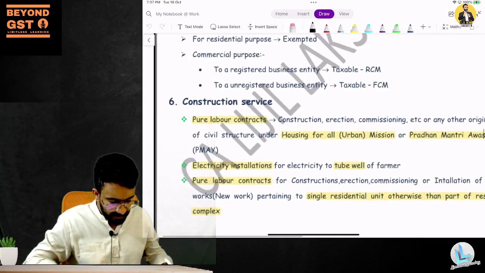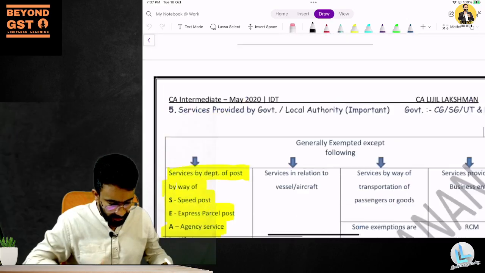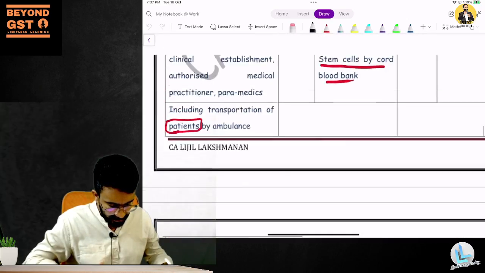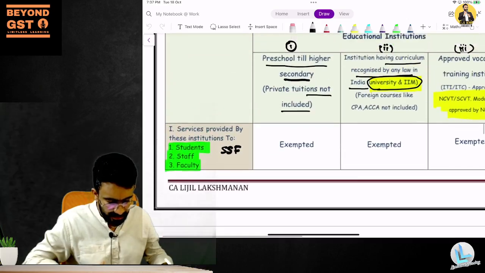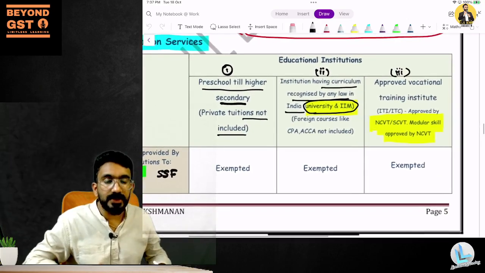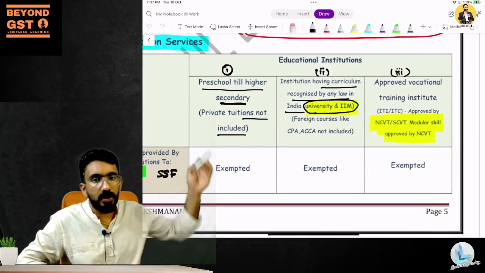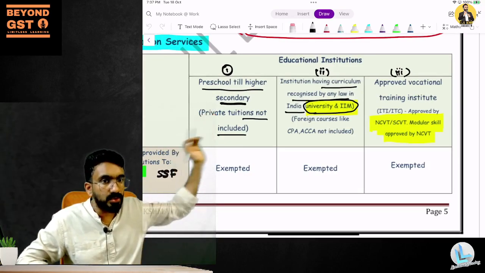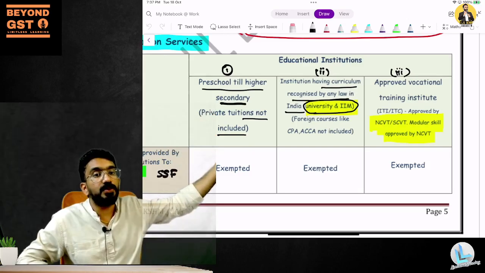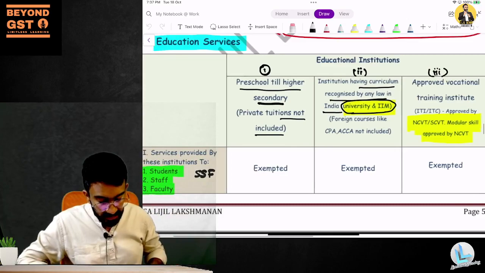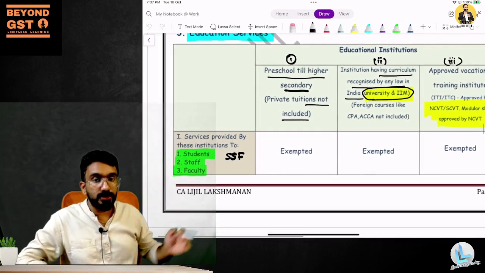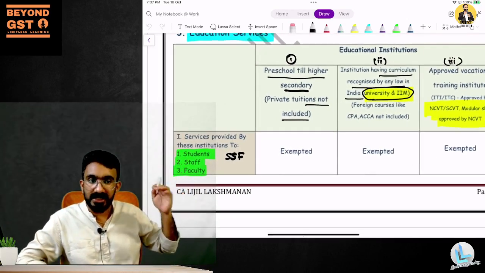So there are exemptions available if the service is provided by an educational institution, and there are exemptions available if the service is provided to an educational institution. There are three types of education institution which get exemption. Number one, preschool till higher secondary. Number two, universities. Number three, approved vocational training institutions. Now, the services provided by them to three groups of people: students, staff, and faculty are exempted.